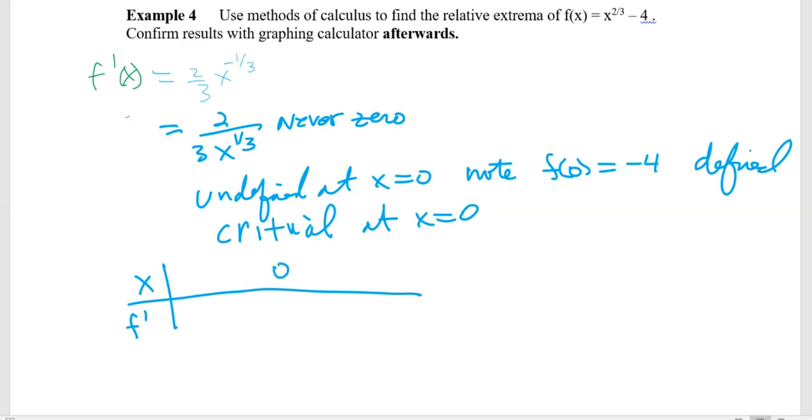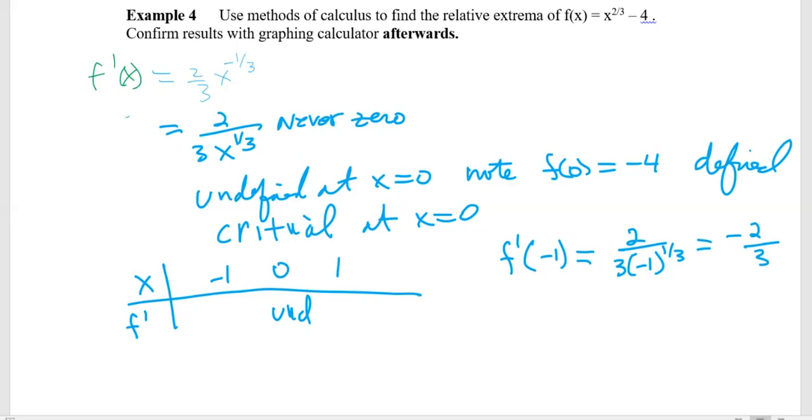We have 0, and we'll test to the left and to the right. Undefined at 0. So let's do a little work over here. F prime of -1 is 2 over 3 times -1 to the 1/3, which is -2/3. So it is less than 0 in here. F prime of 1, you can see 1 to the 1/3 will also be 2/3, positive though, so positive in here.